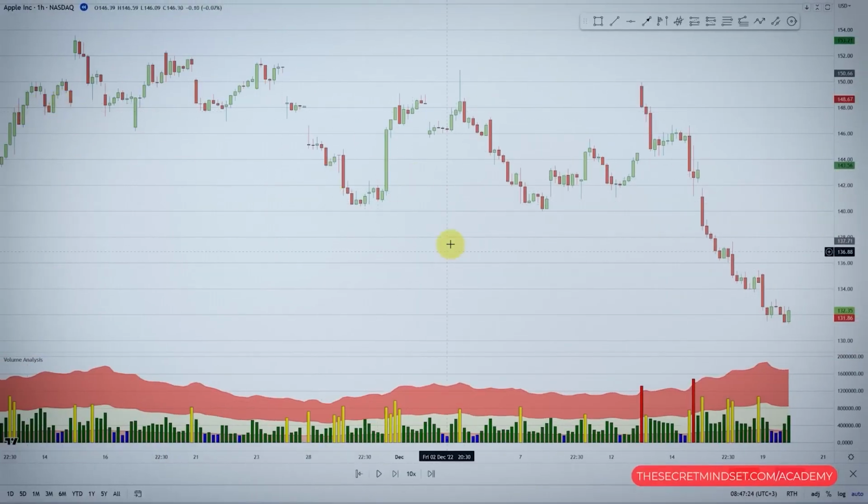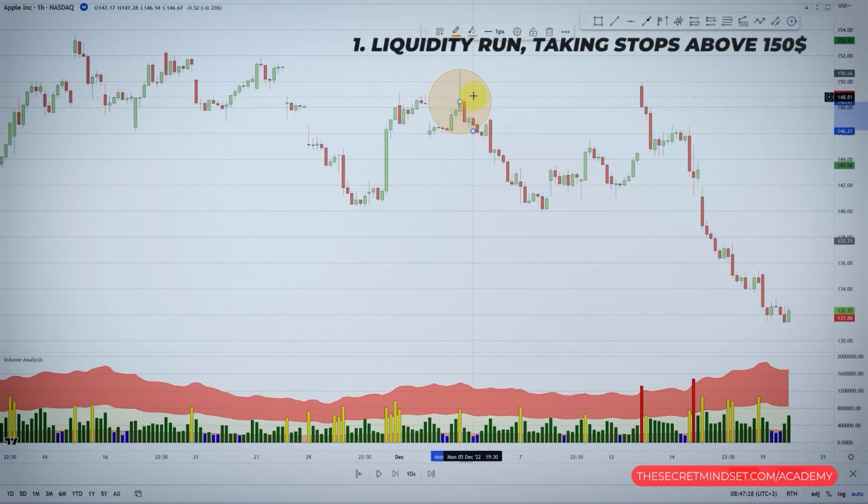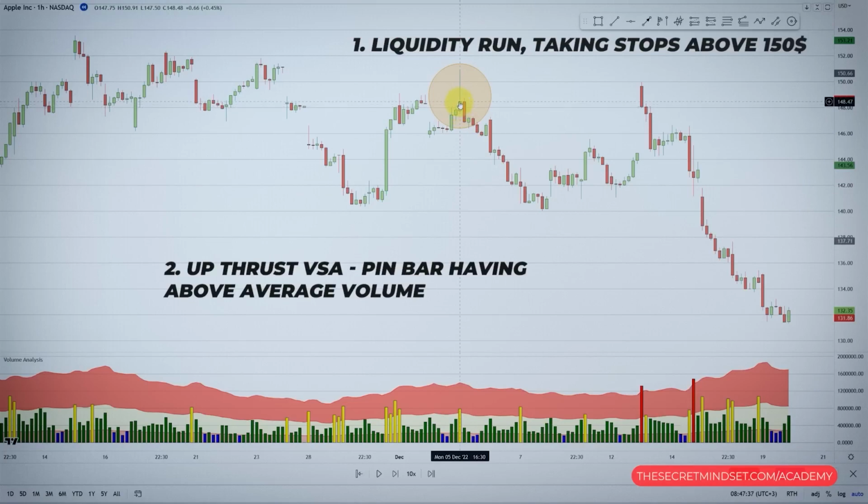Here's Apple with the main psychological levels added. I see an obvious liquidity run, taking stops above the price of 150 and trapping long traders above this level. And look at the candle which broke above the level. It's an up-thrust VSA pattern, a pin bar having above average volume. The spread of the up-thrust is low, while the volume is relatively high, so there is more supply than demand, a sign that price could fall in the near future.